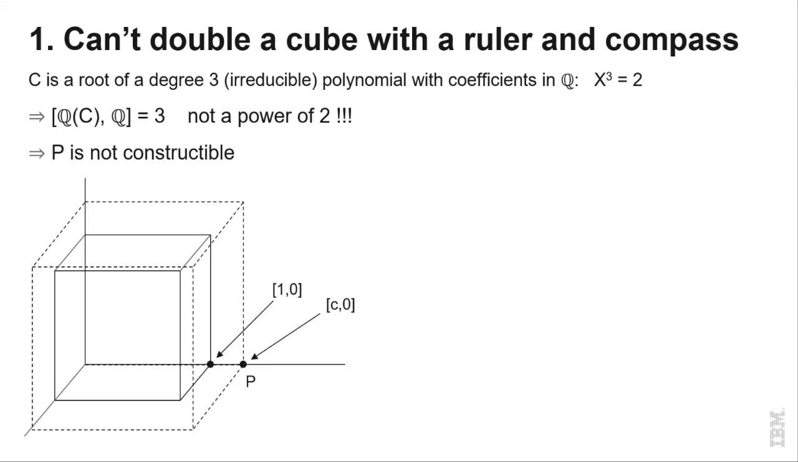So in that case, the field extension Q adjoined c, where I just add this value to the rational numbers, has degree 3, because 3 is the degree of the minimal polynomial, which is this one. And 3 is not a power of 2. So this actually proves that I cannot create this point c, and therefore I cannot double a cube. Is that clear? Okay.